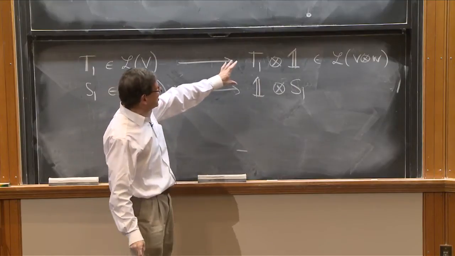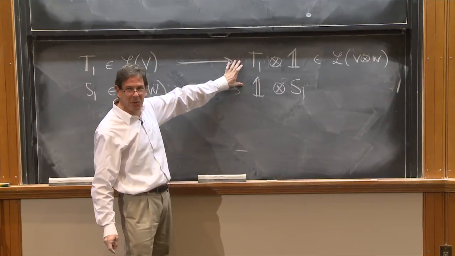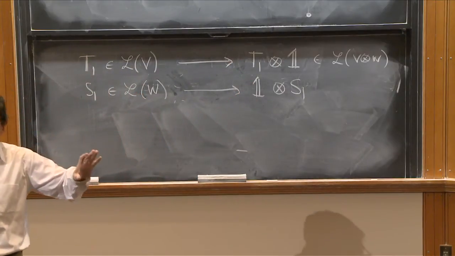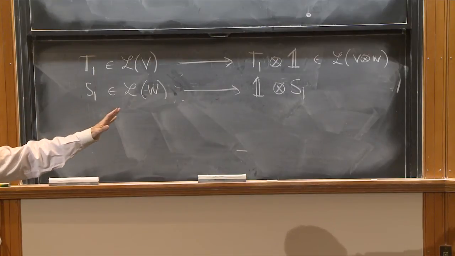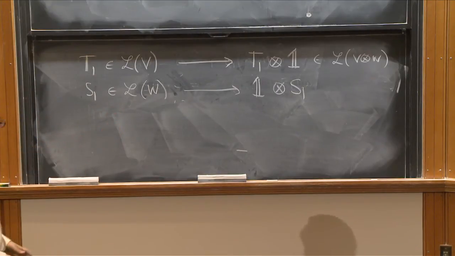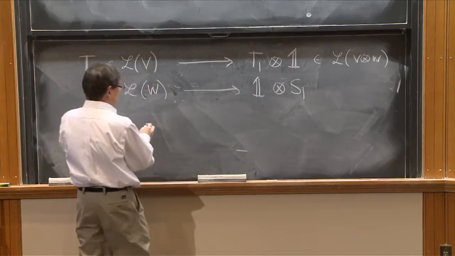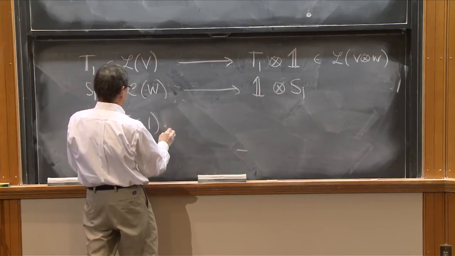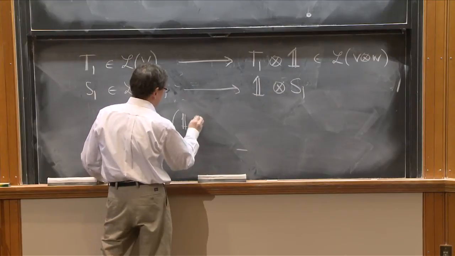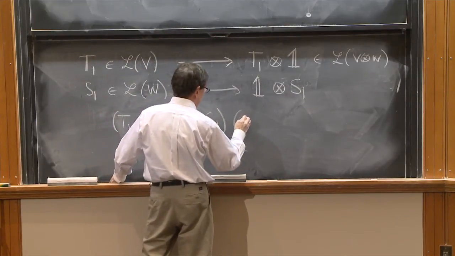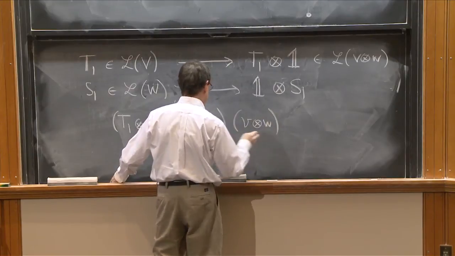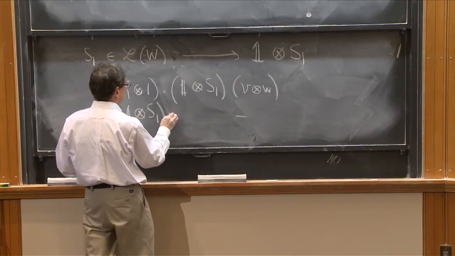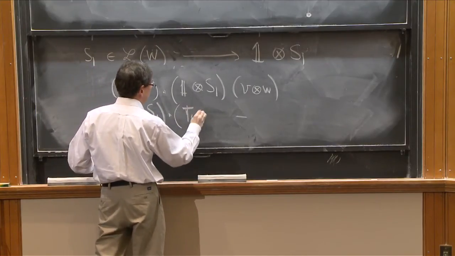Now I ask you the question, do these operators commute? Strange question, but it's a fundamental question. It's really the basis of most of your intuition about two-particle systems. Well, let's see if they commute. You have T1 tensor 1 multiplied by 1 tensor S1. It's going to act on V tensor W. Or you have it in the other order, 1 tensor S1 times T1 tensor 1.